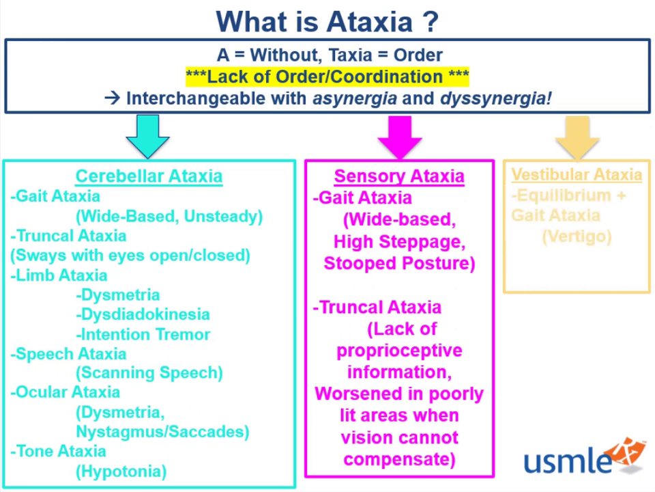Lastly, vestibular ataxia, such as from vestibular neuritis, manifests with equilibrium and gait ataxia, resulting in vertigo, along with ocular ataxia manifesting as nystagmus. As you can see, ataxia goes way beyond a simple loss of balance and has causes other than cerebellar lesions.